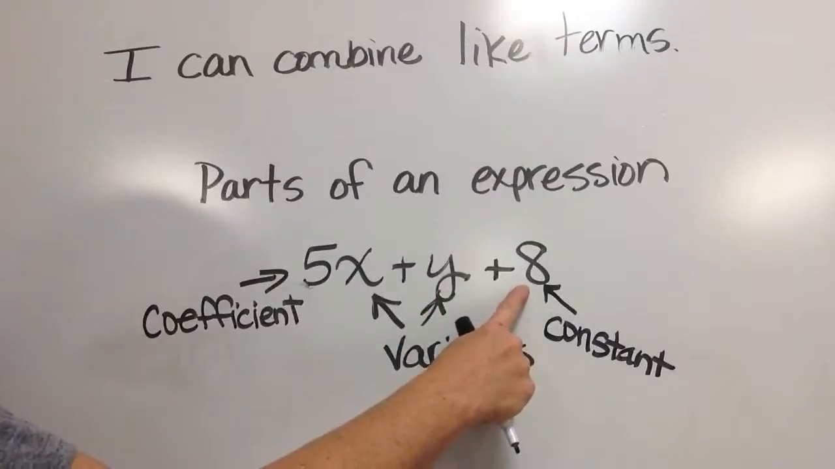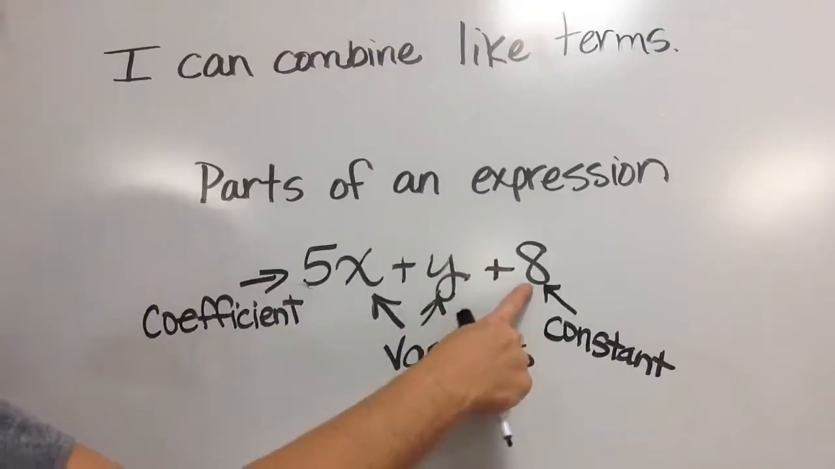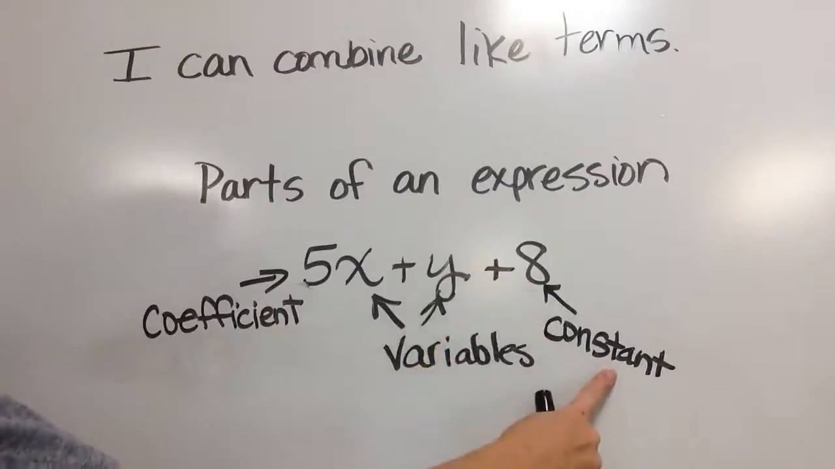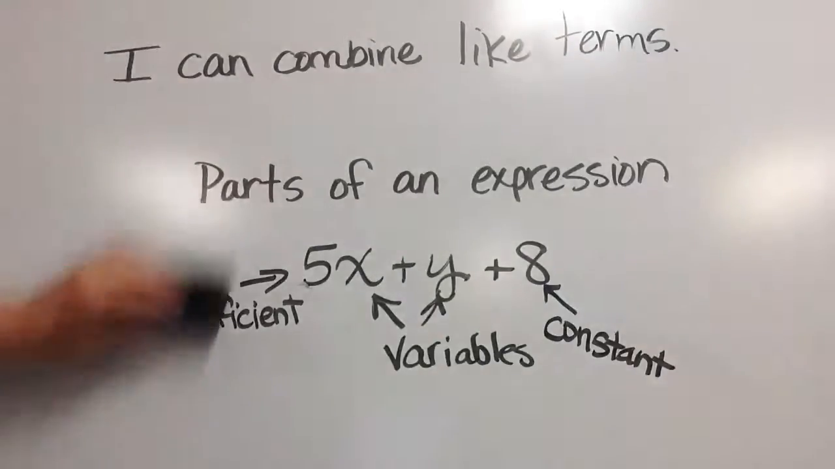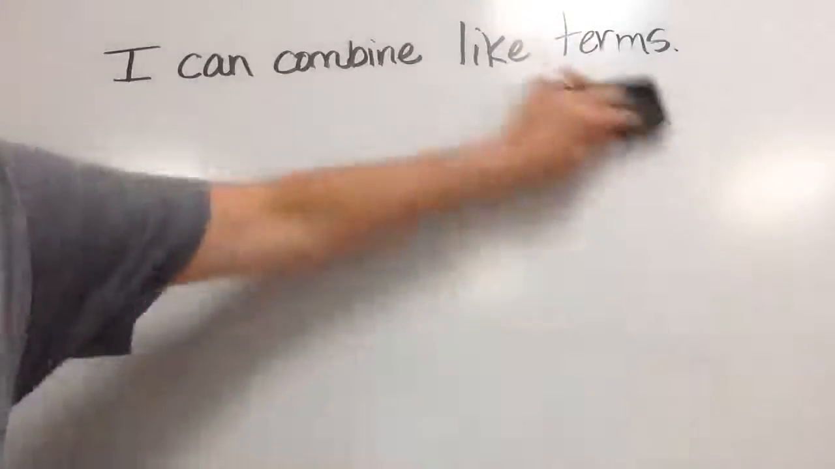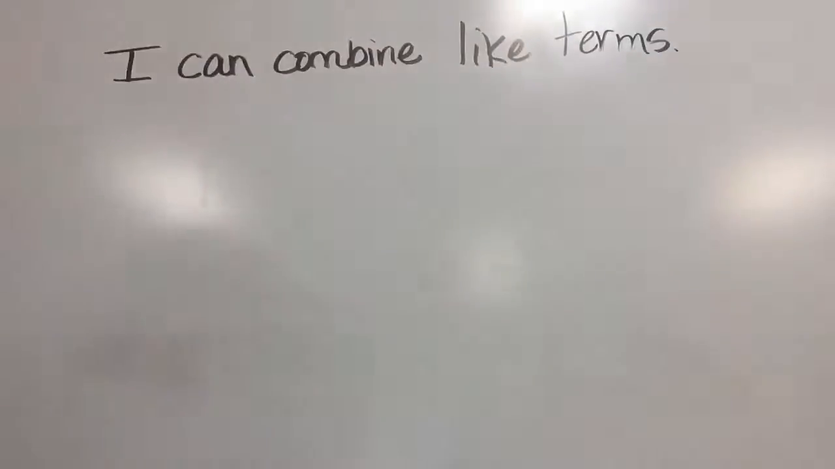When you have a number by itself without a letter, it's just called a constant. So that's a review of the parts of an expression. The other thing I want to review with you is integer operations, especially adding and subtracting, before we start combining like terms, because you'll need to remember these rules as you go to combine like terms.